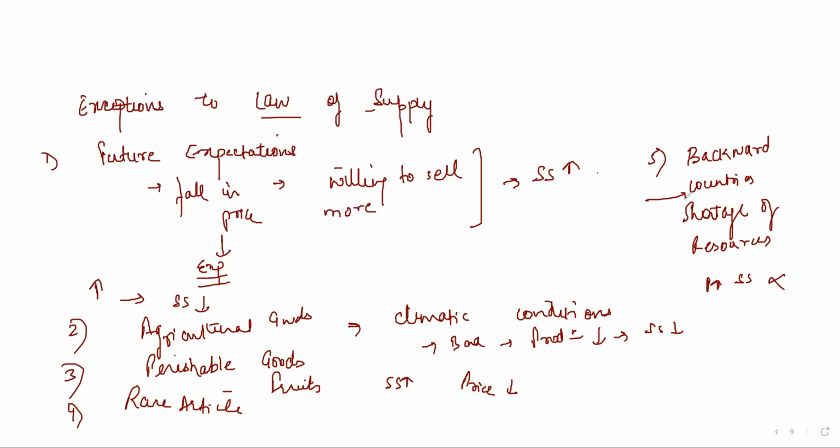Okay. So whenever there is any future expectation with respect to price, or the goods are agricultural goods, perishable goods, rare articles, or some backward countries, you very easily are able to identify the exceptions to the law of supply. I hope this much was clear.